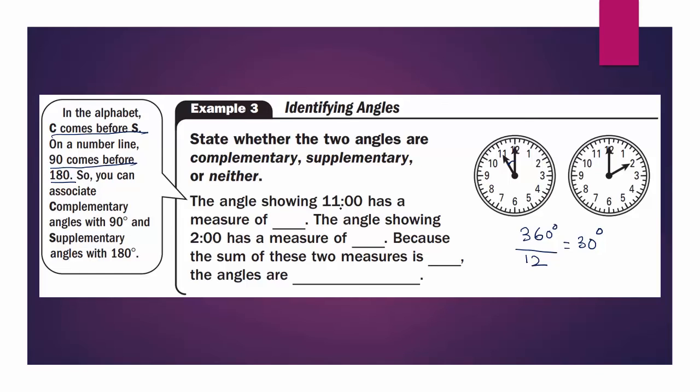The angle showing 11 has a measure of 30 degrees. The angle showing 2 has a measure of 60 degrees because 1 is 30, and then 2 is 60. Because the sum of the two measures is 90 degrees, I get this from adding 60 plus 30, I can say that the angles are complementary.